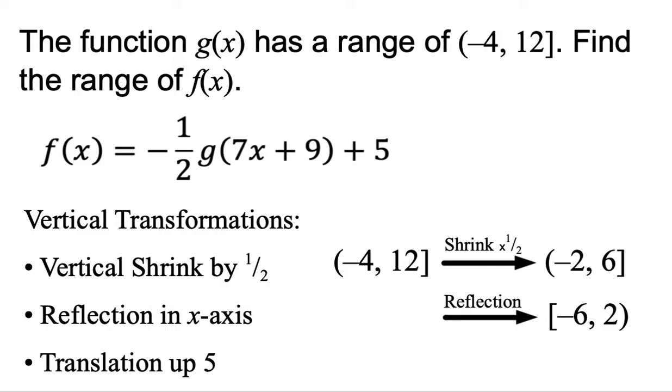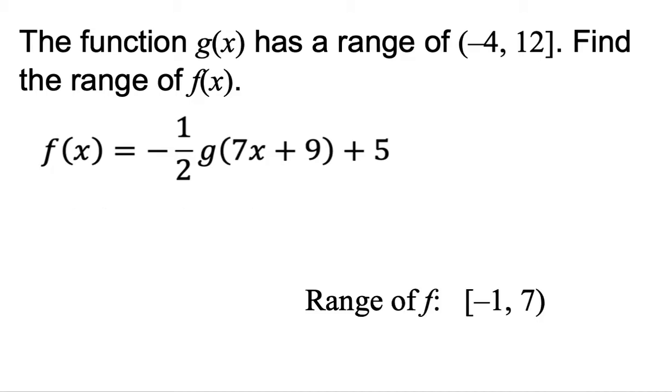Lastly, we apply the translation up 5 by adding 5 to each of the values in this interval. In this case, we obtain -1 inclusive to 7 non-inclusive. Therefore, the range of f of x is -1 inclusive to 7 non-inclusive.